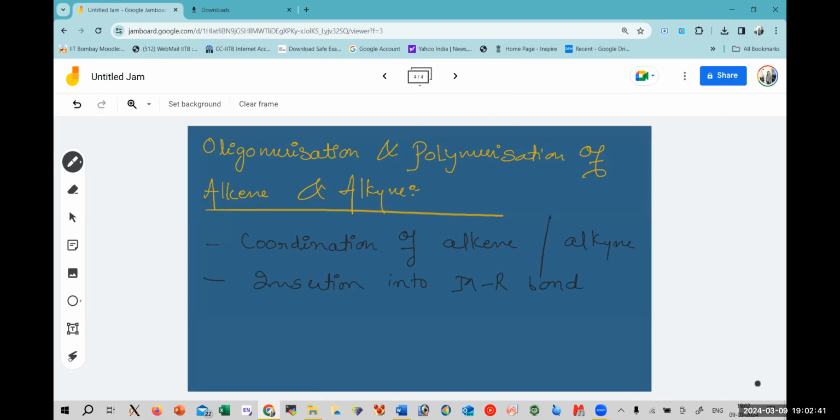And the most important step is also the formation of the product over here, that depends on the competition between chain growth and chain termination steps.